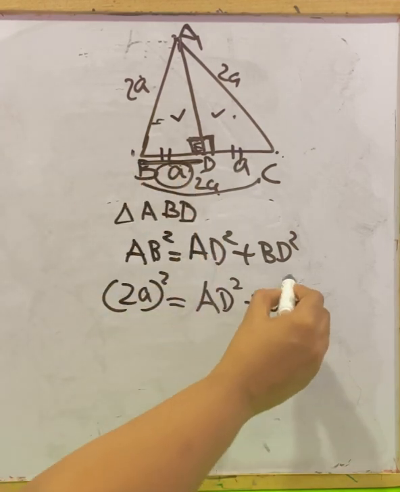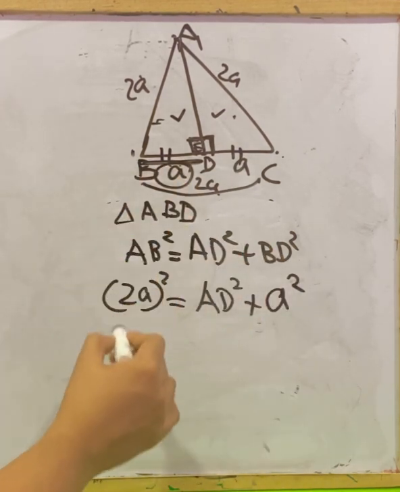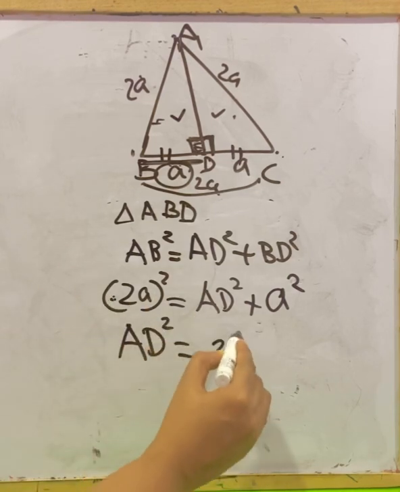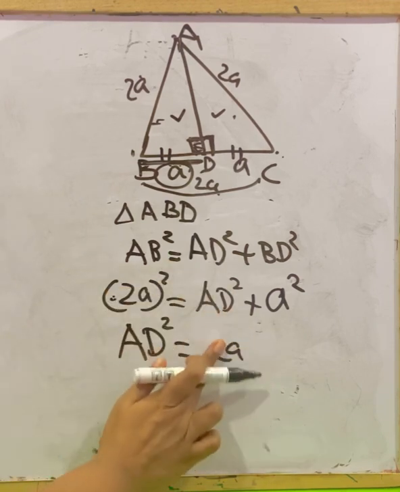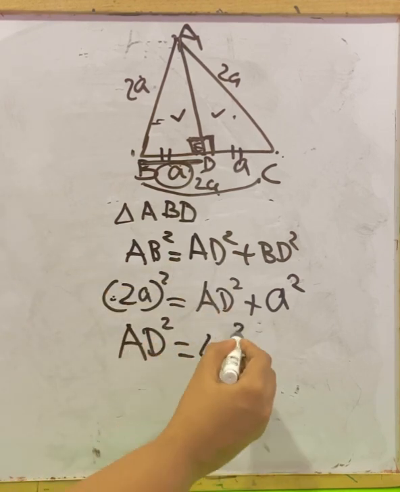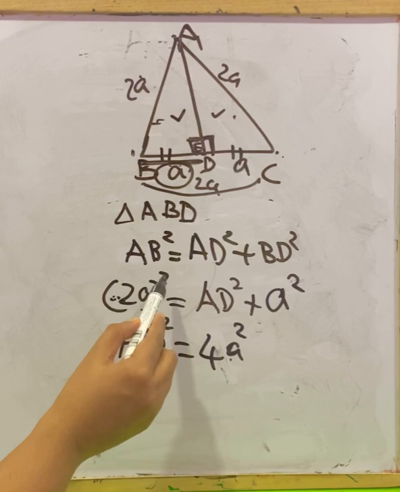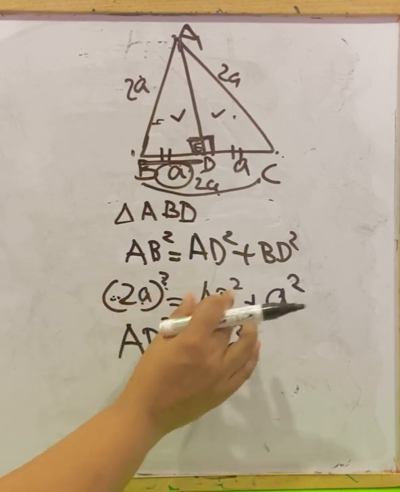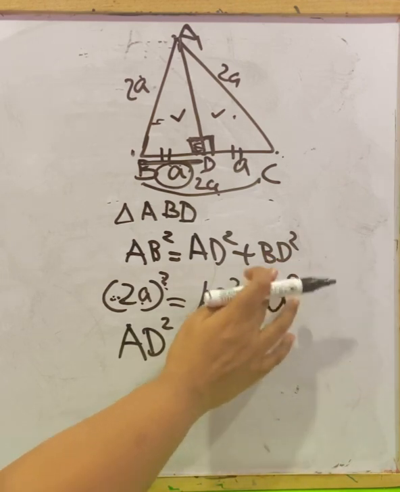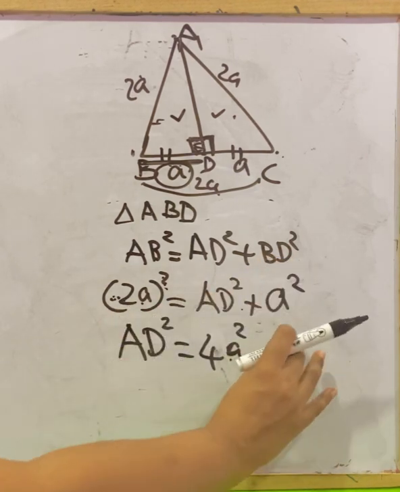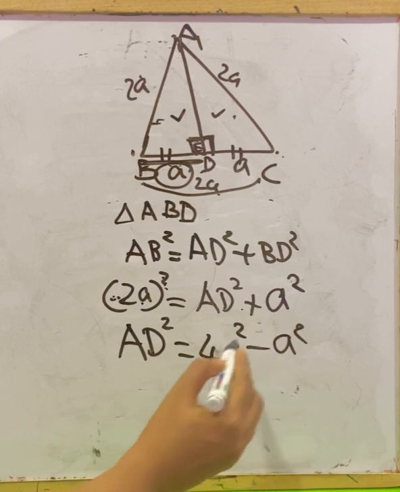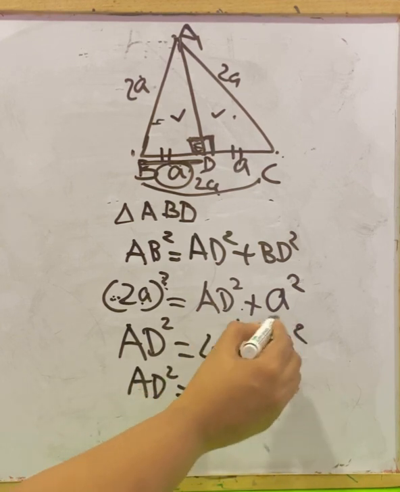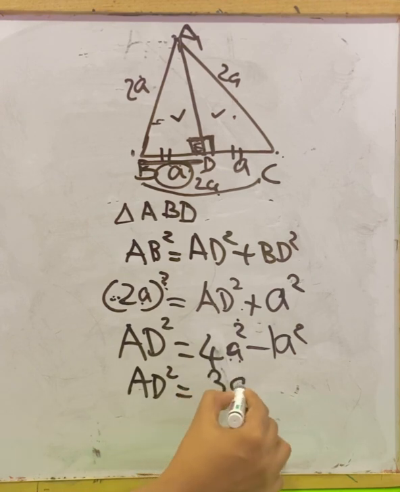So A square. Now we will keep AD square on one side. We have 2A whole square on the other side. 2A whole square means 4A square, that is squaring 2 and squaring A. So 4A square is there on the other side of the equal sign. Now along with AD square we have A square. We are taking that A square to the other side. It becomes minus A square. So AD square is equal to 4A square minus 1A square, that is 3A square.